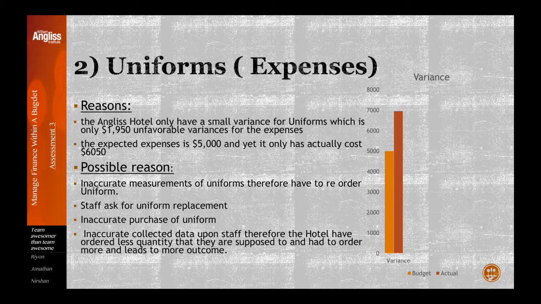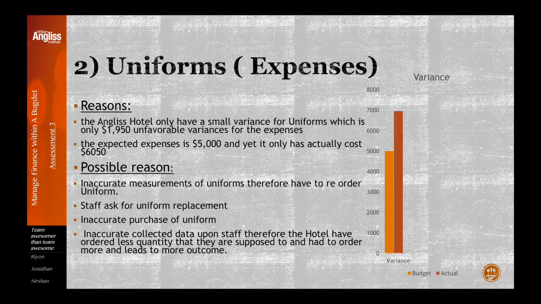Hello, I'm Nirshan. I will be talking about the expenses of uniforms. The reason we chose this is that the English Hotel only has a small variance for uniforms, which is only 1,950 unfavorable variance for the expenses. The expected expense is $5,000, and yet it actually cost $6,050.